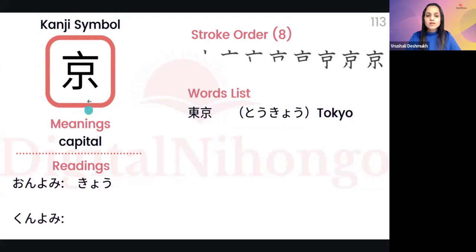Next one is kyo. The reading of the kanji is kyo, which appears in the word Tokyo. In the word Tokyo, if you see, the first kanji is the kanji of to or higashi. That is for east. Now this kanji means capital, and you can see this in the word Tokyo. Kanji has 8 strokes. This is the stroke order in which you are supposed to write this kanji.